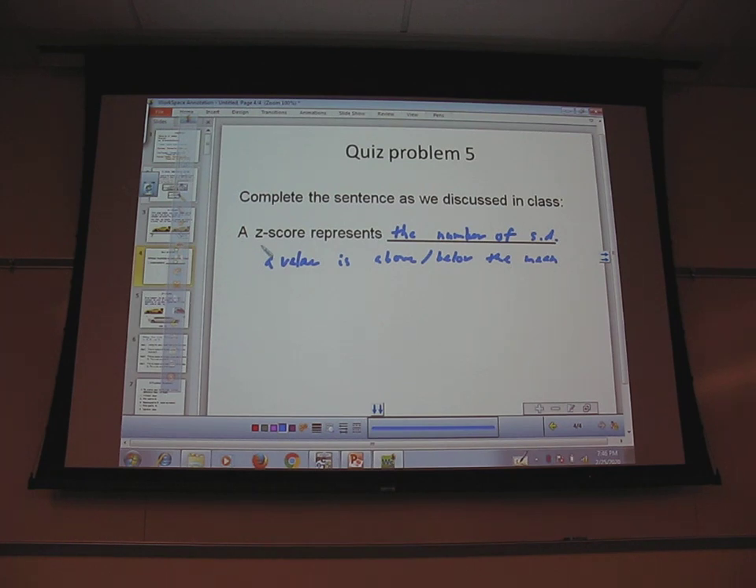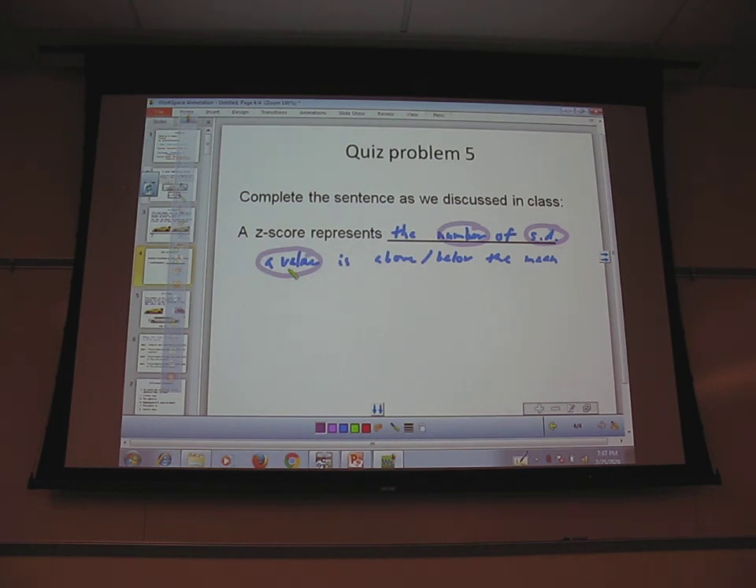A z-score represents the number of standard deviations a value is above or below the mean. You need to have these key things. Z-score, the number of, or how many standard deviations. That's important. The number of what? Number of standard deviations. A value. What is above or below the mean? A value is. Or you could say a number, that'd be okay.